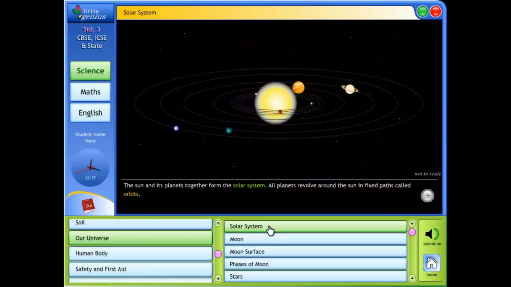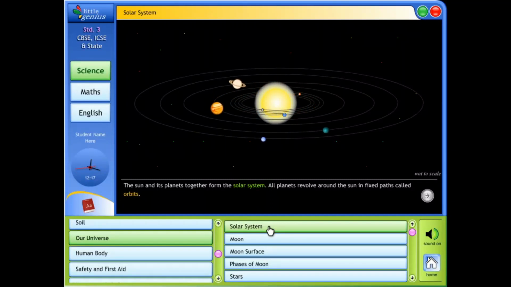Solar system. The Sun and its planets together form the solar system. All planets revolve around the Sun in fixed paths called orbits.